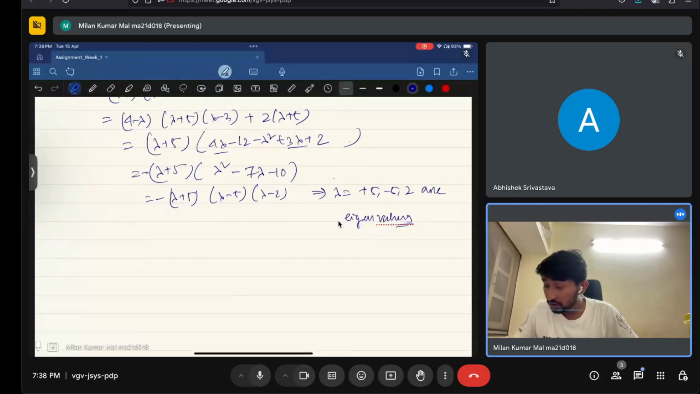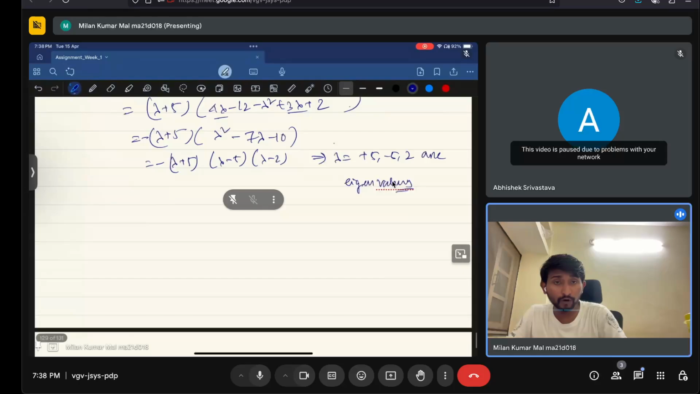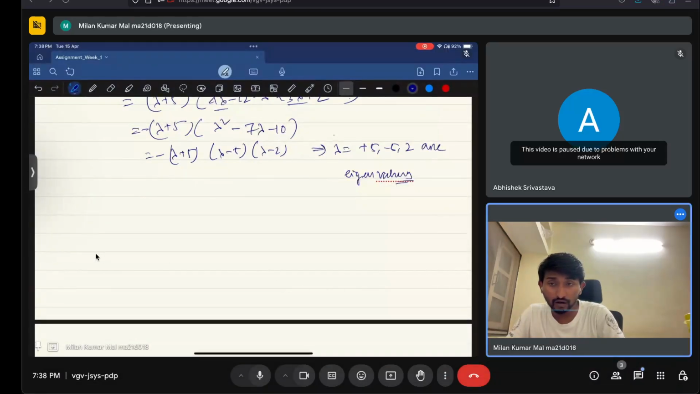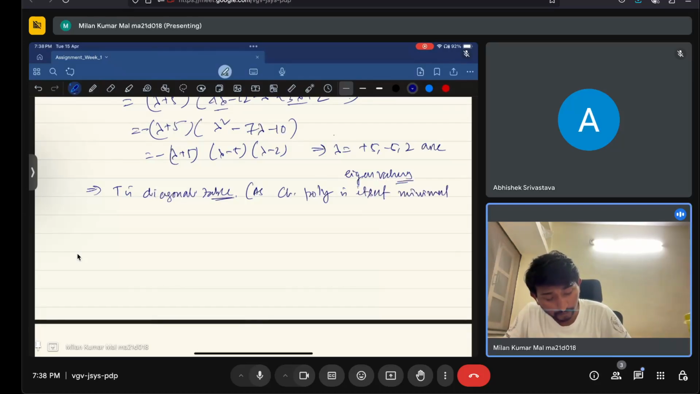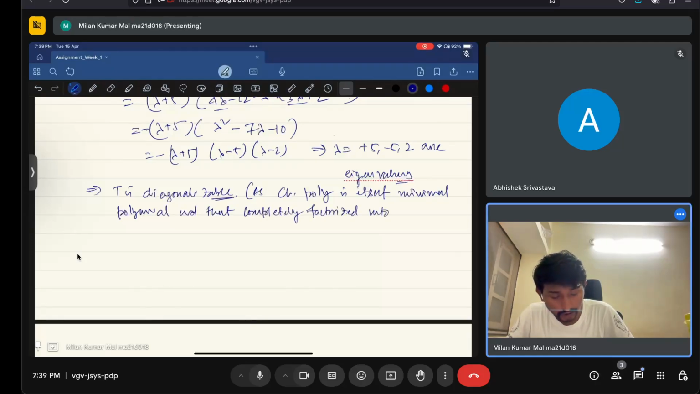So when we get the eigenvalues, if you recall, in one problem we have written that T is diagonalizable as the characteristic polynomial is itself the minimal polynomial, and that is completely factorized into a product of distinct linear factors. Therefore, it is diagonalizable. Okay.